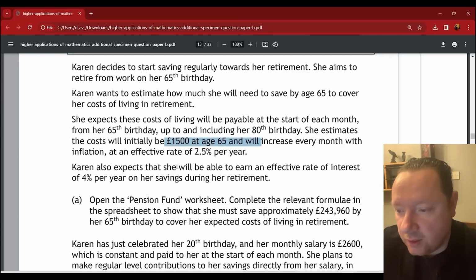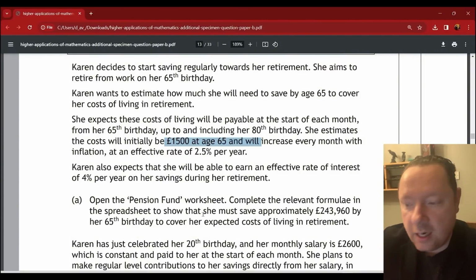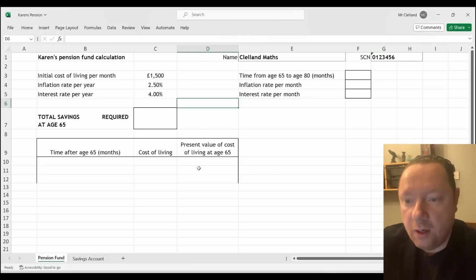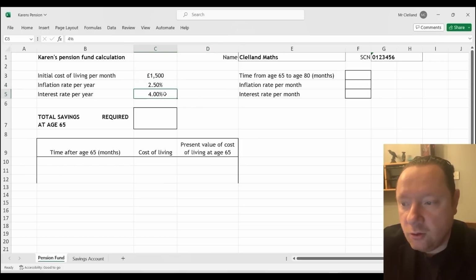She also expects that she'll be able to earn an effective rate of interest of 4% per year on her savings during her retirement. So we have to open the pension fund worksheet and complete the relevant formula to show that she must save £243,960 by her 65th birthday to cover the expected cost of living in retirement. So here is a copy of the spreadsheet. You'll notice I've already put the inflation rate in here and the interest rate in here.